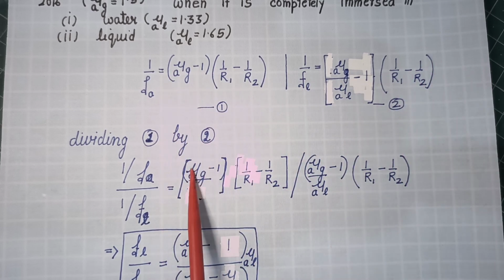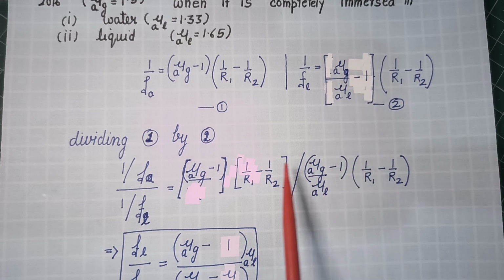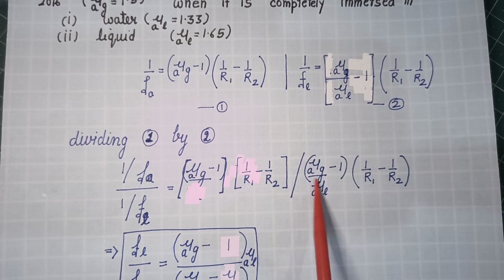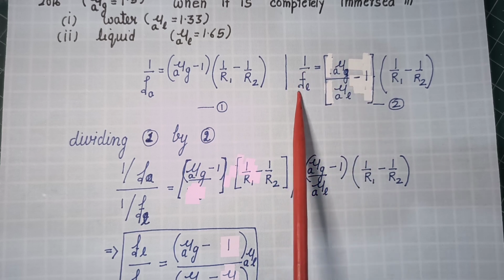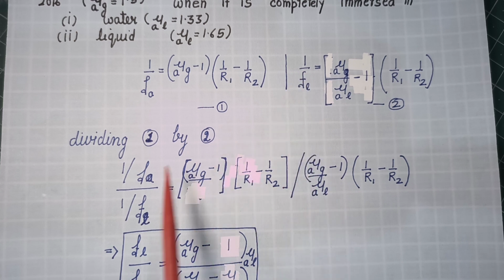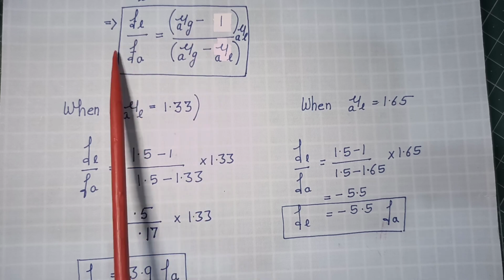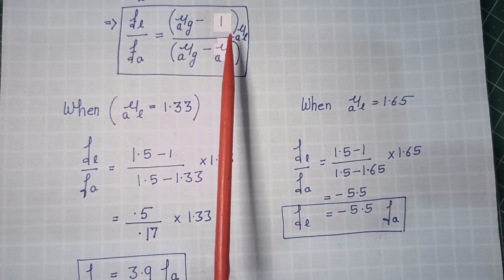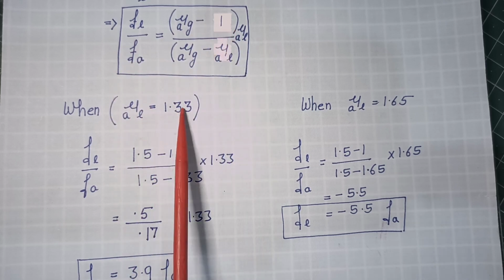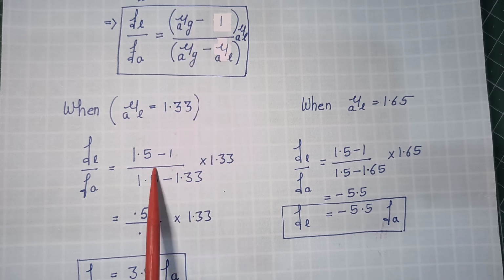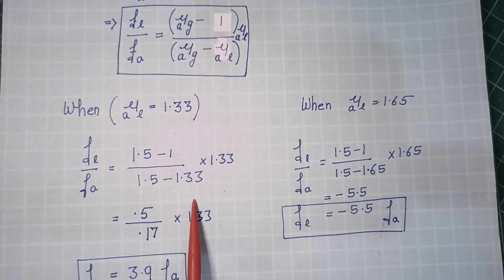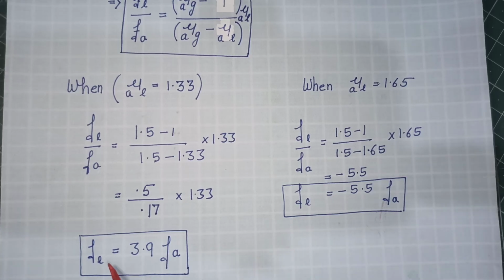This term is divided by this term on the right side, and on the left side is the focal length of the lens in liquid divided by the focal length of the lens in air. Now we are ready to substitute the values. In the first case, when the refractive index of liquid is 1.33, substitute the values and you will get the focal length of the lens 3.9, approximately 4 times the focal length of the lens in air.